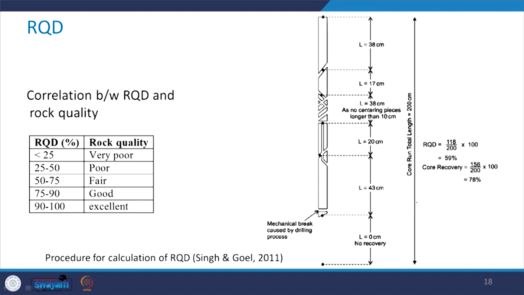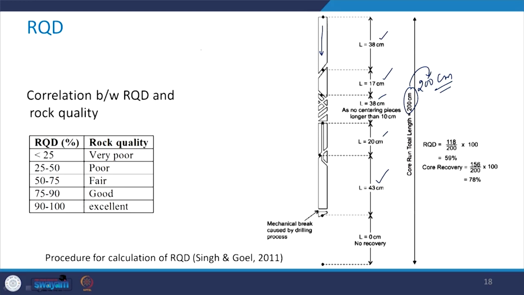Let us take a look at this picture and it will become clearer. You see here that this is the axis of the coring. Total core run length is 200 centimeters in this case. Now, the cores which have been recovered have lengths of 43 centimeters, 20 centimeters, and then in between you have 38 centimeters, where no intact piece longer than 10 centimeters was obtained, and here you have 17 centimeters and 38 centimeters.